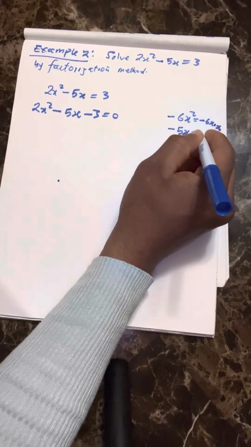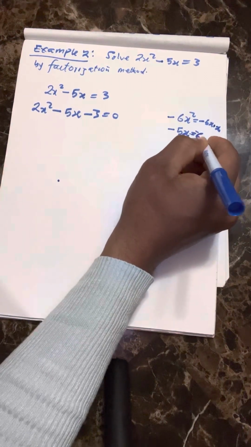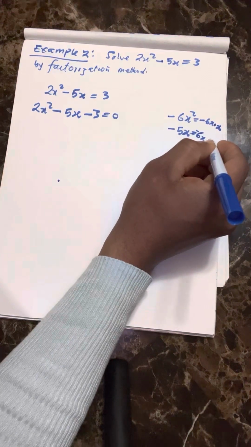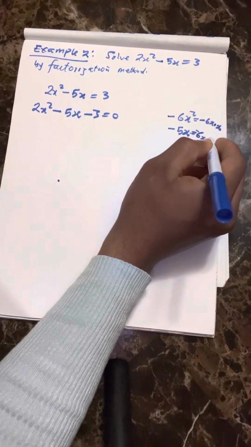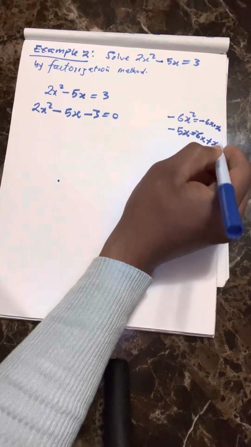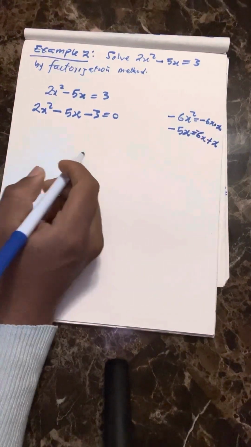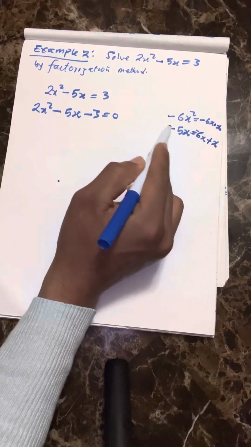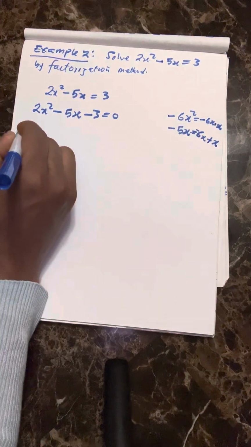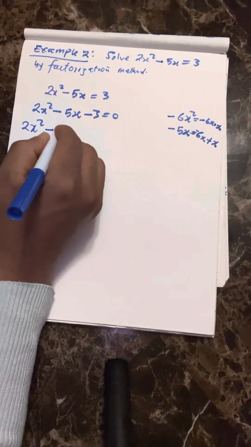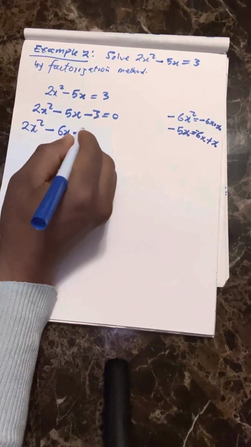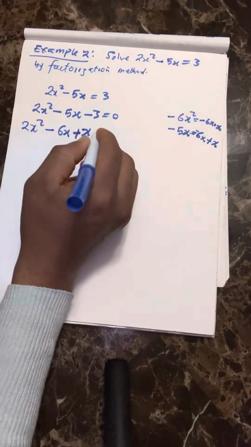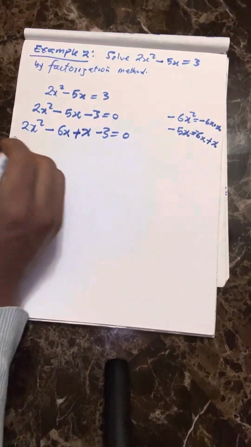So when I add the same thing here, minus 6x added to positive x, I would have minus 5x. So I will take this term here and replace it with these terms in this equation. I would have 2x squared minus 6x plus x minus 3 equals 0.